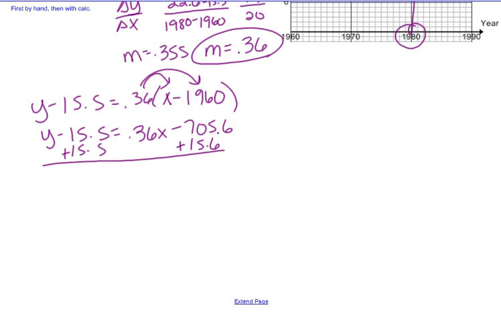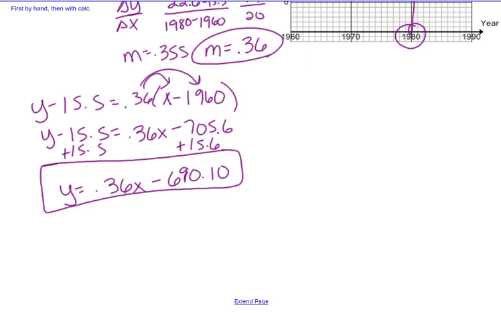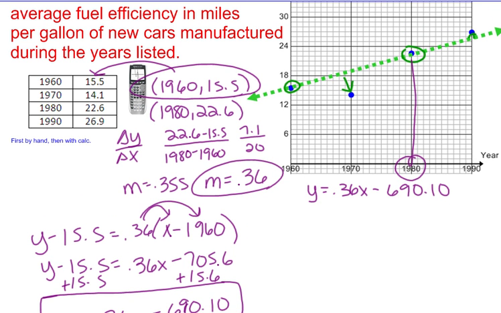So I now have y equals 0.36x minus 690.10. This is the equation of that green dashed line. So I'm just going to write it up here so we can see it with the graph. That's the equation. So as I look up here, the green dashed line is this equation. It's called the line of best fit.